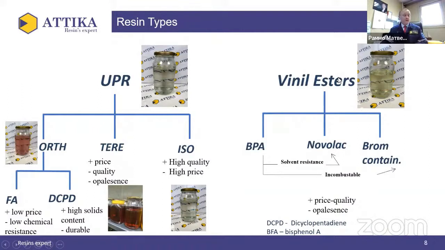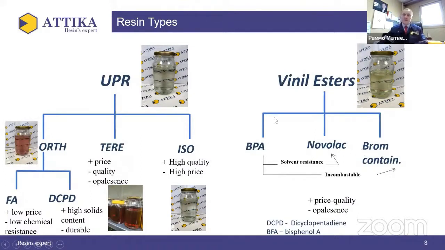They are also transparent, as you see. But they are made from bisphenol A technology or Novolac technology or brom containing. Each of them is dedicated to different properties which we get. For example, with Novolac we could bring high chemical resistance. With brom containing, we could get not only chemical resistance, but also fire resistant resins.